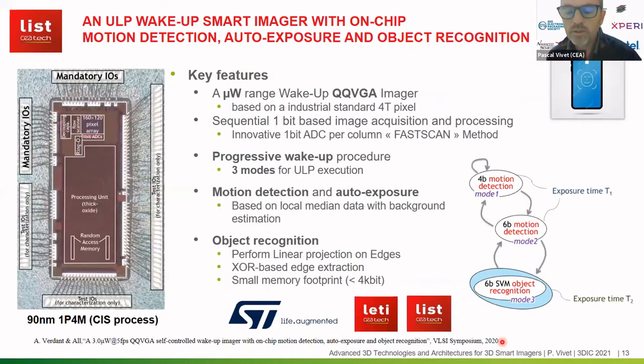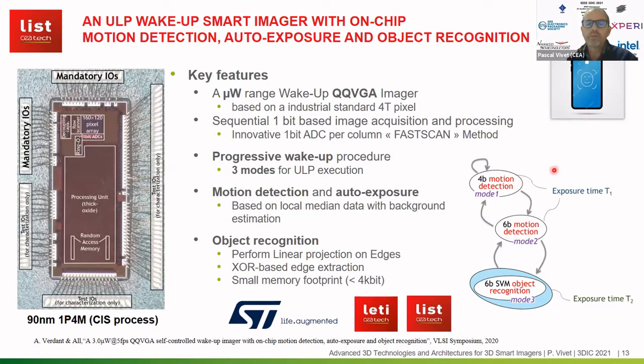There is another example of a smart imager. This is a totally different example. Here, this is an ultra low power wake-up imager. This device is made for motion detection, auto exposure, and object recognition for smartphones. The application is the front side camera, so that the camera recognizes you as a person and wakes up the system for ultra low power system behavior.